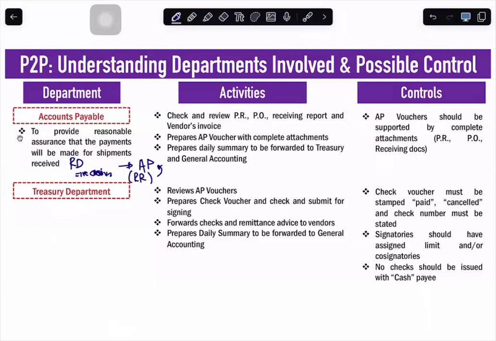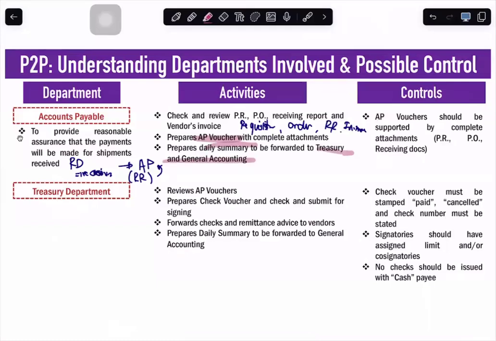The accounts payable department will check and review the PR, the purchase requisition, the purchase order, the receiving report, and the vendor's invoice. At the same time, the accounts payable will now prepare the AP voucher with complete attachments. What are the attachments? That is the requisition file, aside from the requisition file, the purchase order, the receiving report, and the invoice. And then the accounts payable will also prepare a daily summary to be forwarded to the treasury and general accounting.